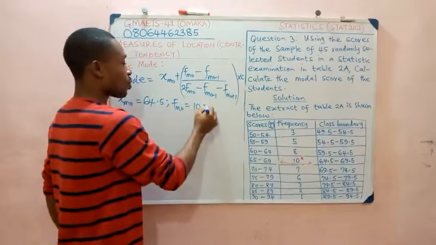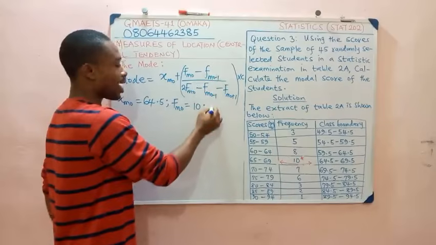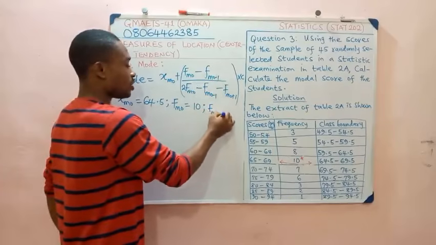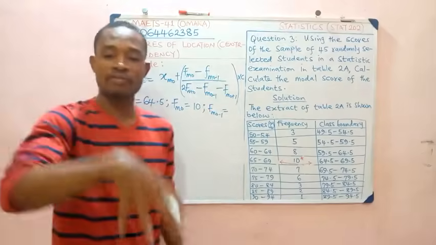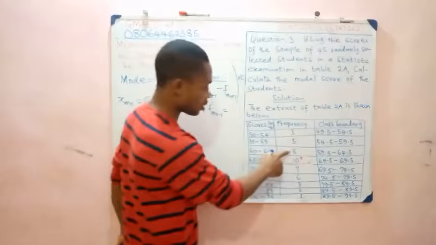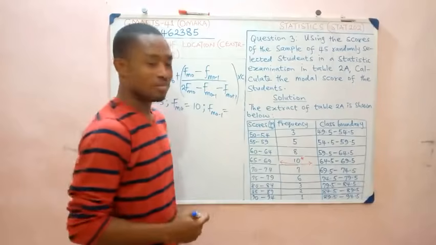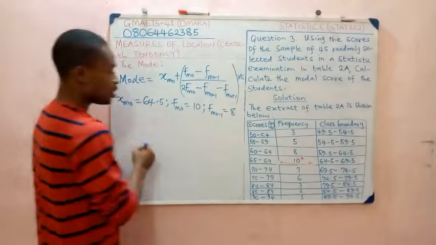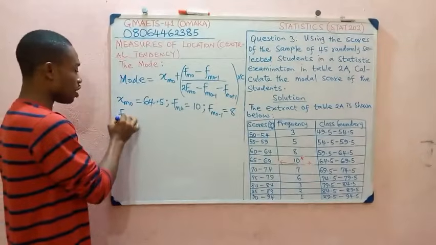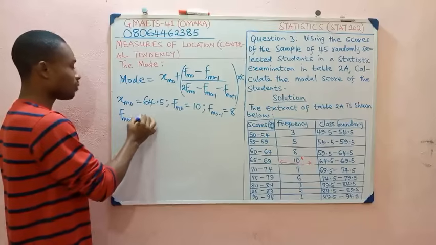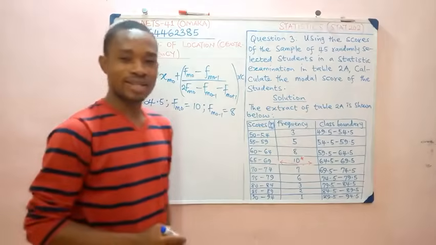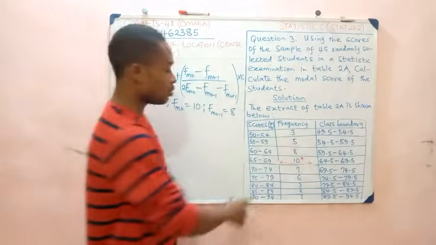Then we'll get the frequency of the pre-modal class. Okay, frequency of the pre-modal class, that is the class before the modal class. Its frequency, look at it, is 8. Just the class above the modal class. That's 8. We're going to obtain the frequency of the post-modal class, the class just after the modal class.